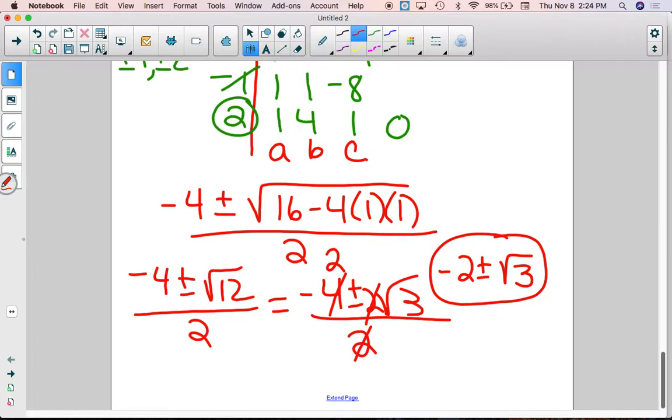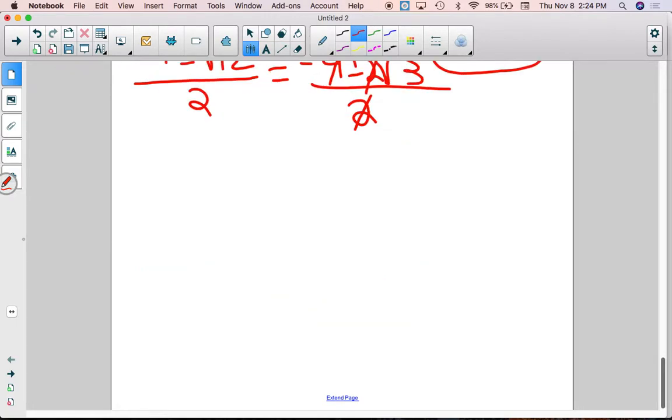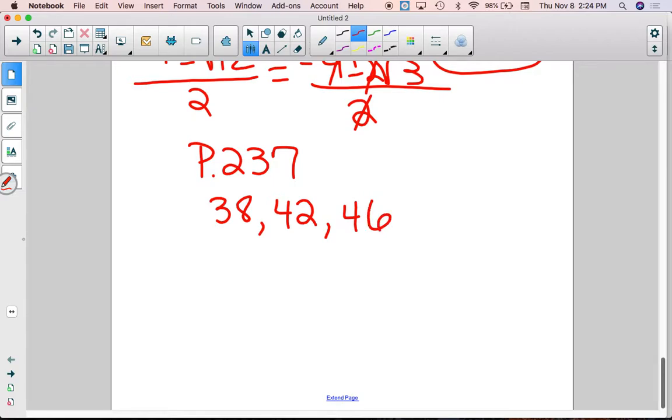So we did 34 and 36. I'm going to do 38, 42, 46. That's it for today. So you have 3 problems. It's not going to kill you. Only took us like half an hour.